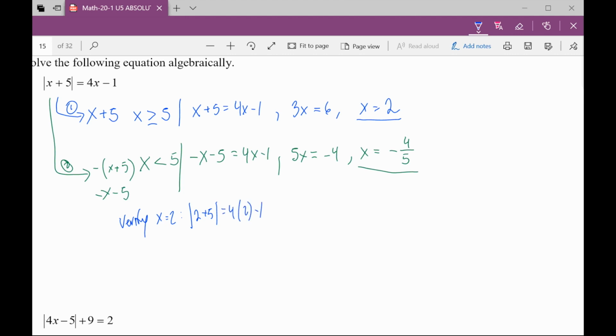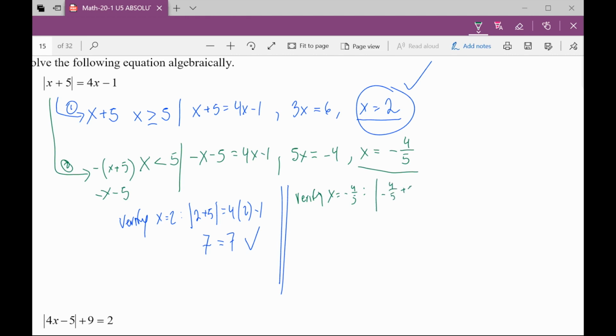All right, so 2 plus 5 is 7. The absolute value of 7 is 7. And on the right side, we're going to add 4 times 2 is 8, minus 1 is 7. Yep. All right, so it looks like x equals 2 is a solution. Let's now do the same thing with x equals negative 4/5. Okay, and we're going to do that just by, again, plugging it into the original equation. So we're going to get negative 4/5 plus 5 equals 4 times negative 4/5 minus 1.